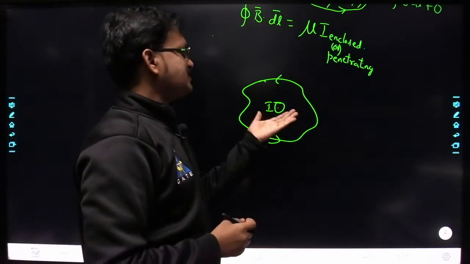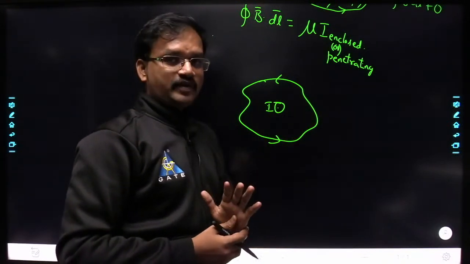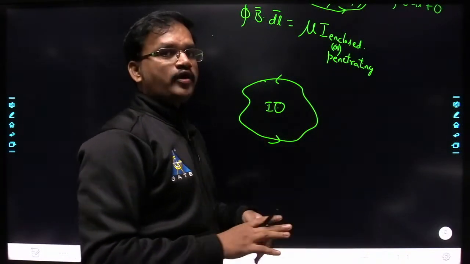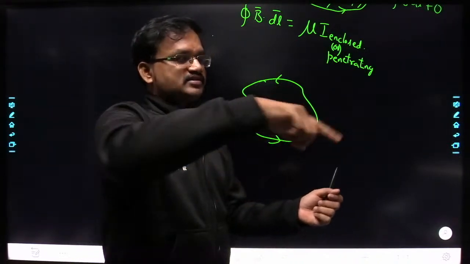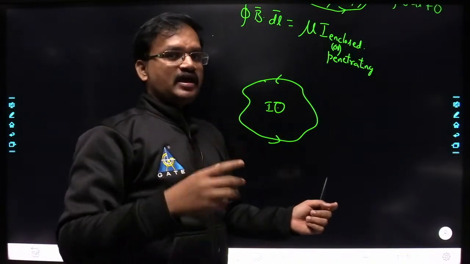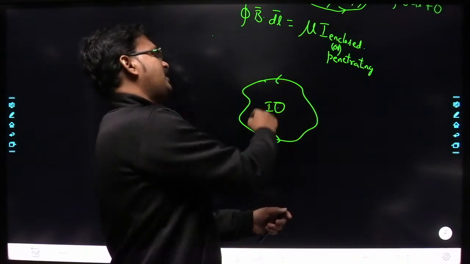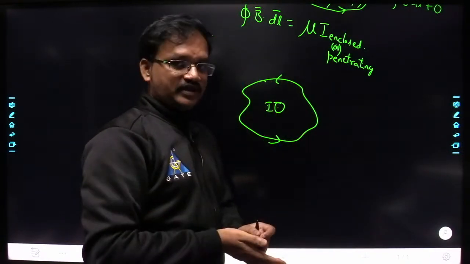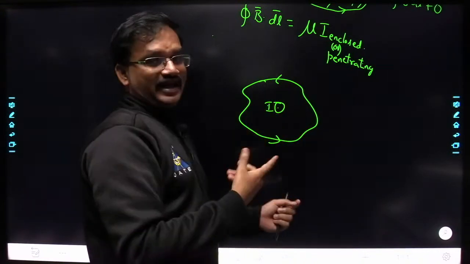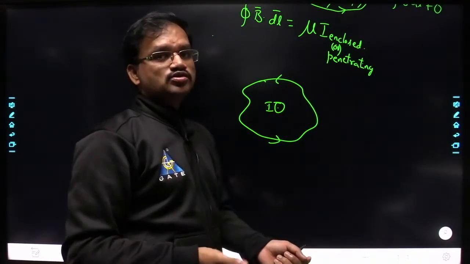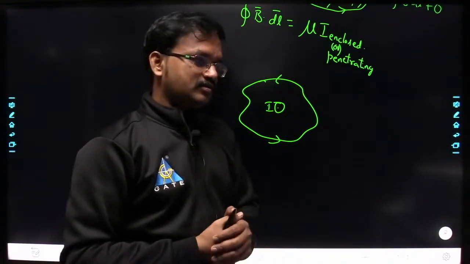See, if this loop is not enclosing any current element here, then you are not going to have any B field that is circulating around this loop. If you want to determine how much of the B field is aligned around this closed loop, and if any B field exists around it, then inside that closed loop there must be a source of that B field. So that's what I am saying. Is it clear?